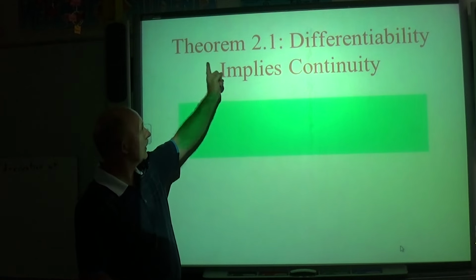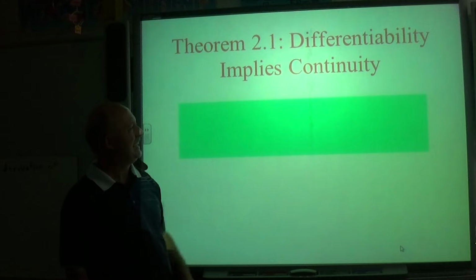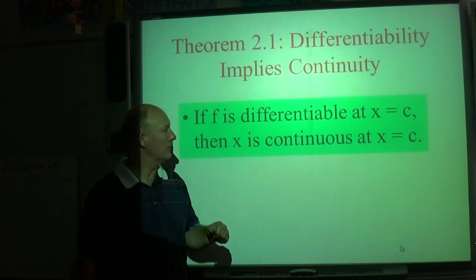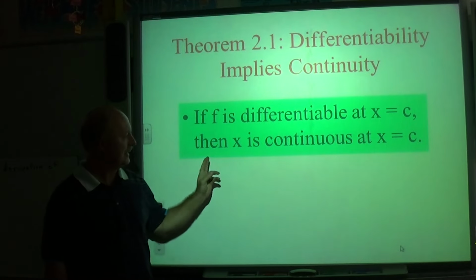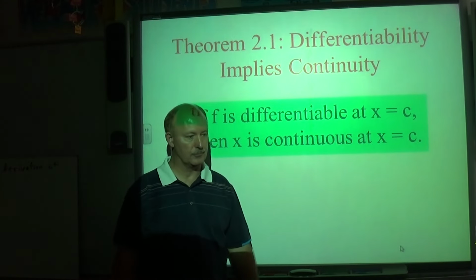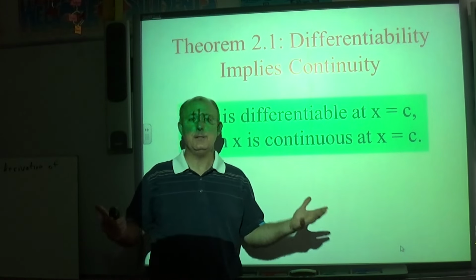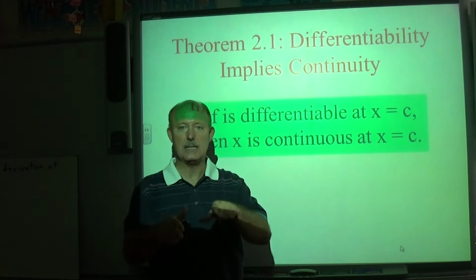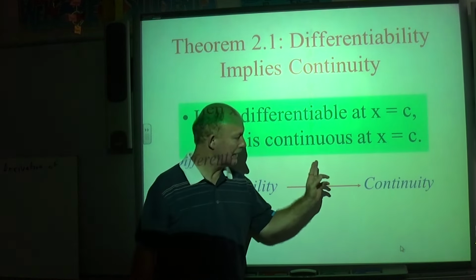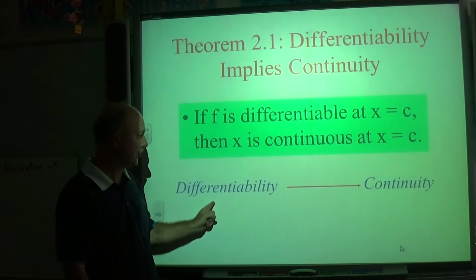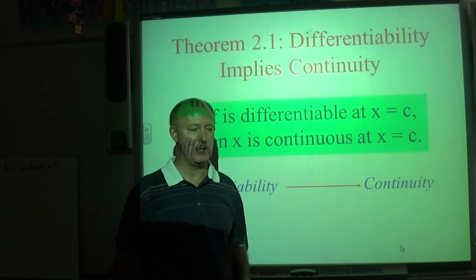Now, in our textbook, we've got a little theorem. This involves differentiability implies continuity. So in your textbook, this would be theorem 2.1. And what this says is, if f is differentiable at x equals c, then f is continuous at x equals c. Basically what that means is if a function has a derivative, then it also has to be continuous. Right? So differentiability implies continuity. So if there's a derivative, then the function must be continuous also. So we can assume that it's continuous.